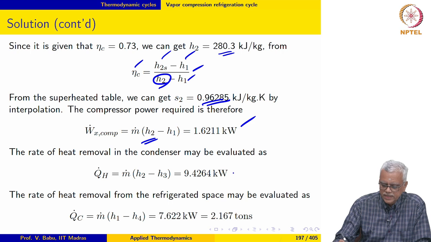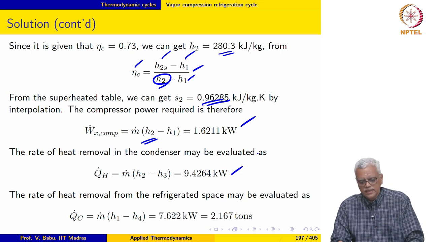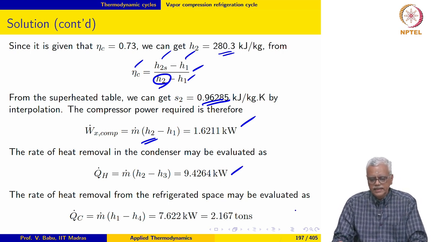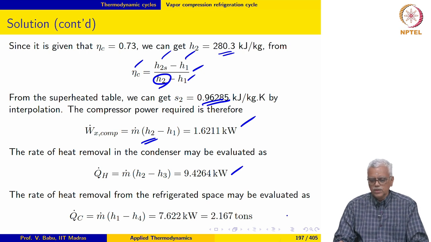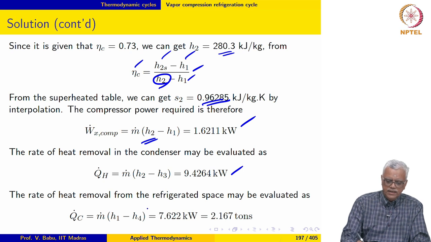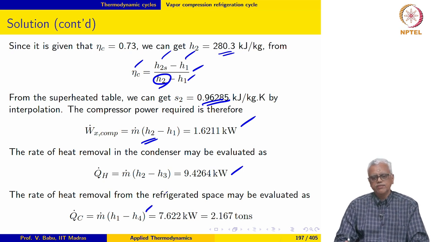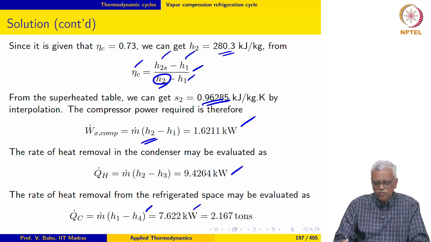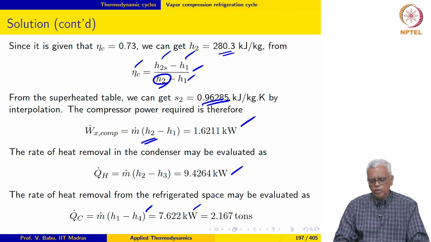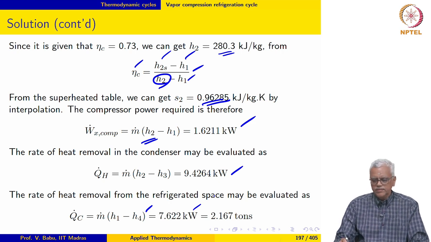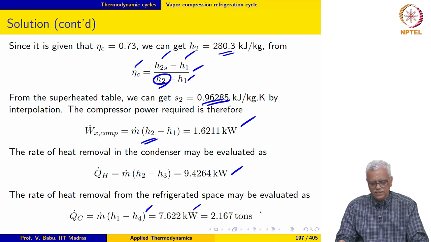And again, from steady flow equation applied to the condenser, we can get the heat removed in the condenser to be 9.4264 kilowatts. And by applying steady flow energy equation to the evaporator, we may get the heat removed in the evaporator to be 7.622 kilowatts, but we have been asked to evaluate this in tons, okay.